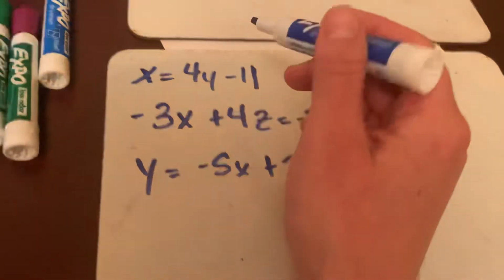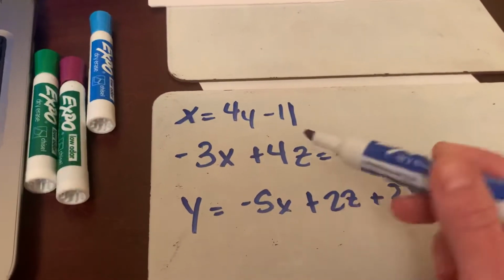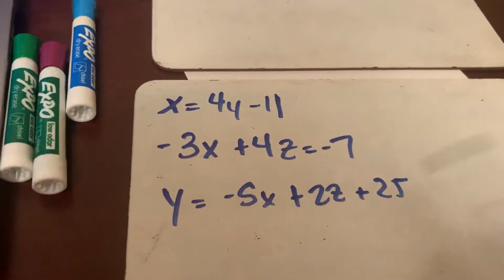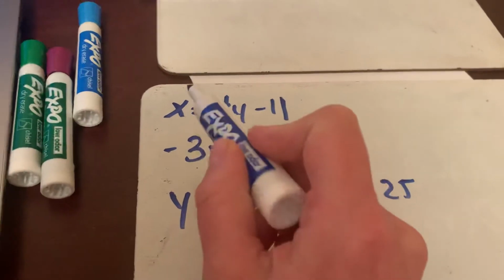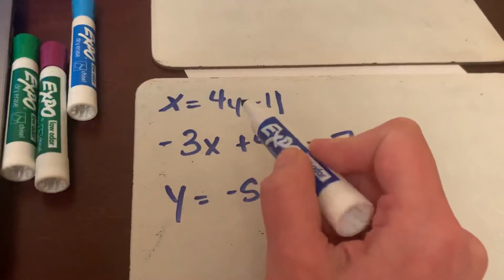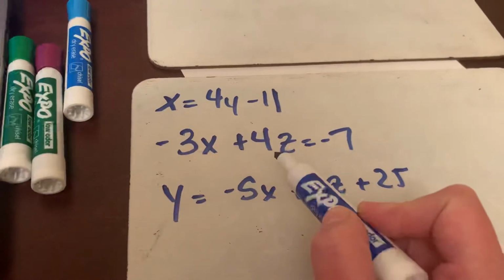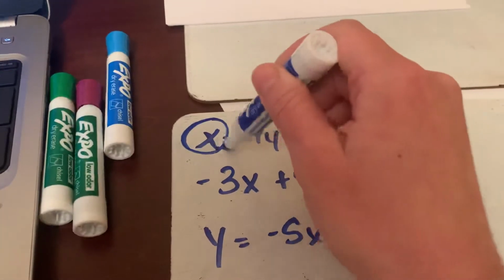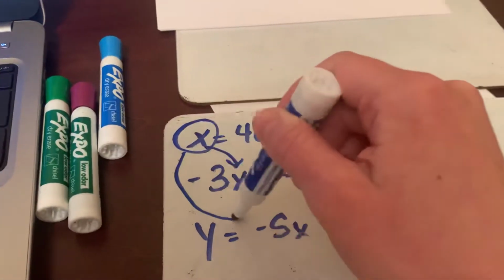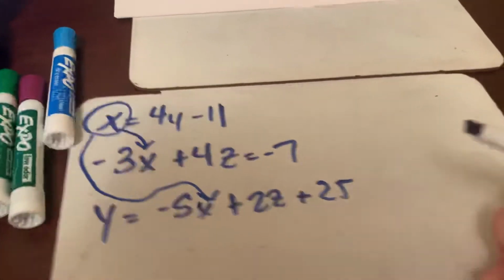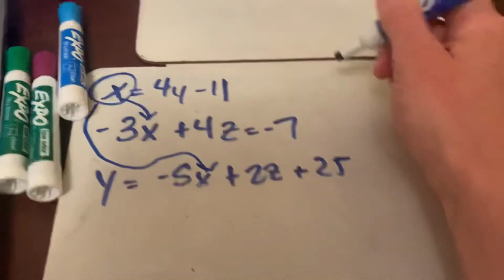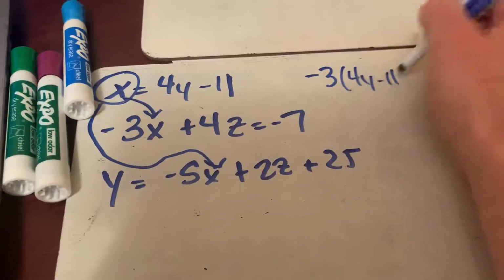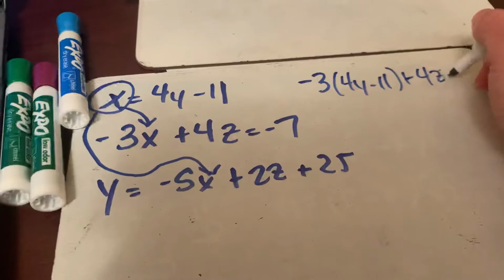So with substitution, you're going to have your 3 equations. It's going to be obvious you're going to use one of the equations and put it into both of the others. If I pick y versus x equals, I could substitute y into y, but there's no y here, so we're not going to use this. If I choose x, I'm going to put x not only into here, but I'm also going to put x into here. When I do that, I'm not going to have -3x anymore. I'm going to have -3 quantity 4y minus 11, plus 4z equals -7.